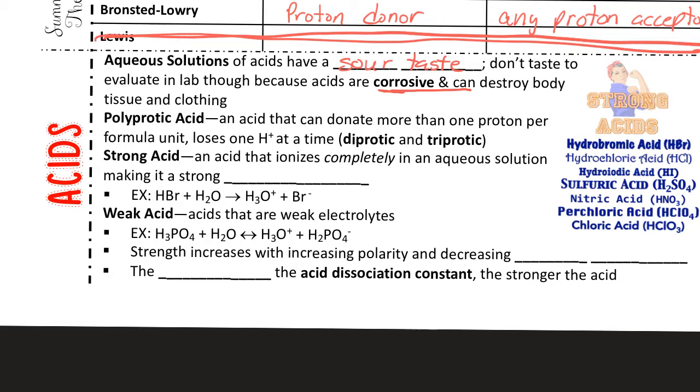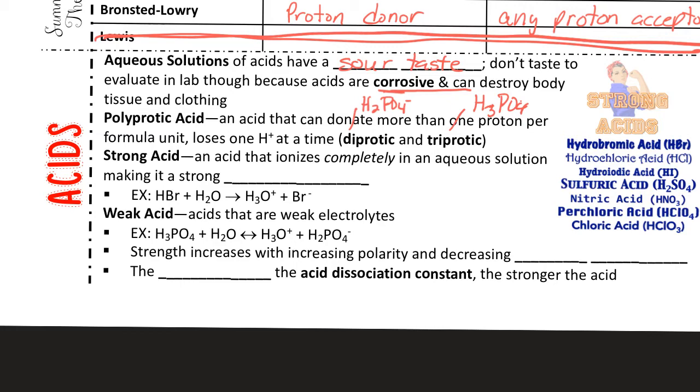A polyprotic acid just means that it can donate more than one proton. So diprotic would be something like H2PO4 negative. Triprotic would be H3PO4. It just depends on how many hydrogens it could possibly donate.